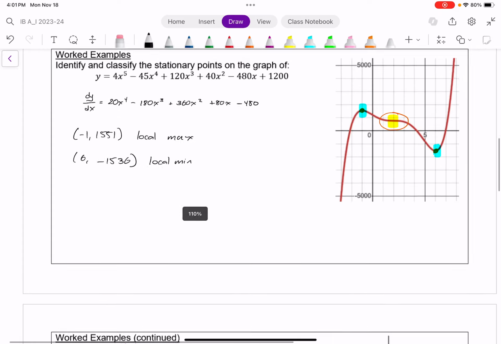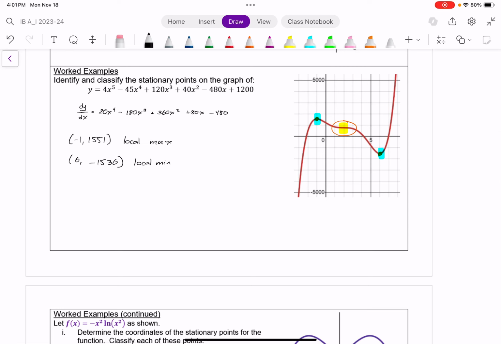These are just local max and local mins because if I just look at the graph, even from what's been given on the page, I can see there is no global maximum. It goes up forever. There is no global minimum. It goes down forever. All right, what about that inflection point?